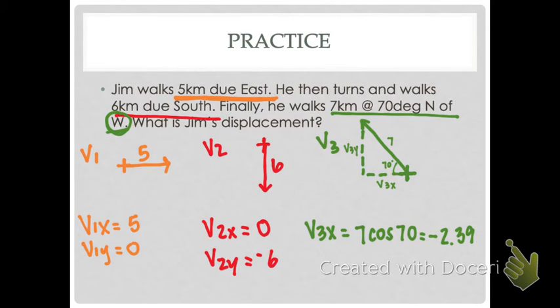Has to be negative, right? Because my object is going to the west. Okay, so negative 2.39. And then if I'm solving for v3y, the y side we said is the opposite, which means we're going to use sine. So 7 times sine of 70 gives me 6.58. And should that value be positive or negative?